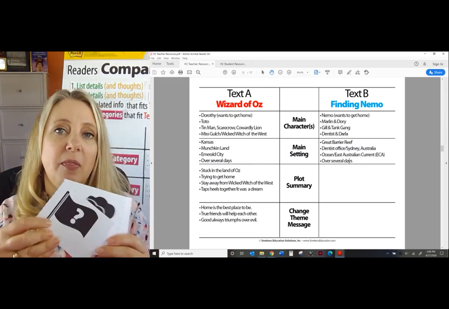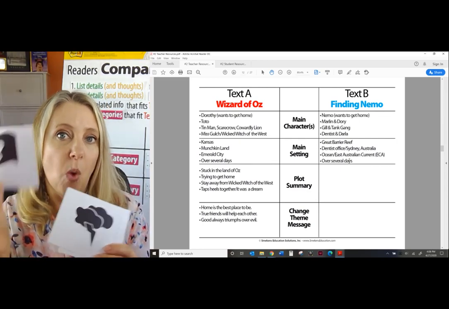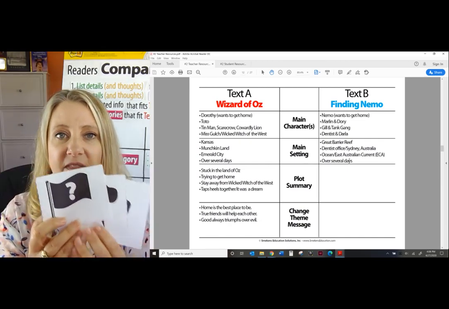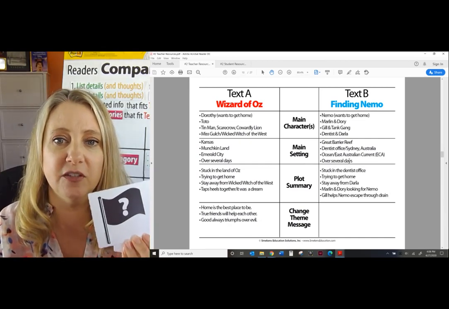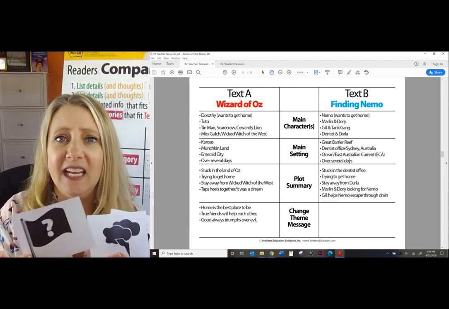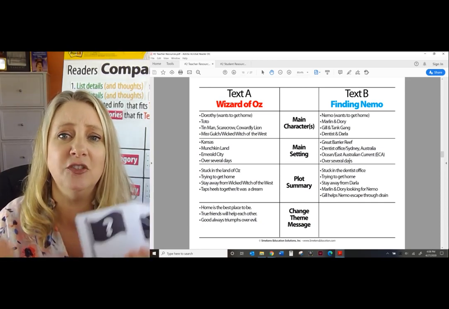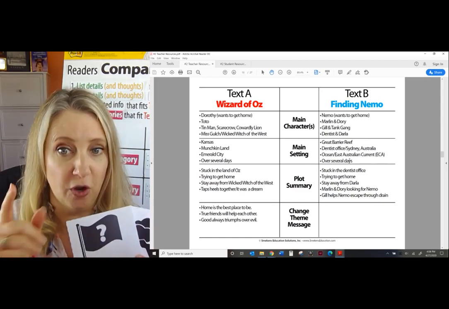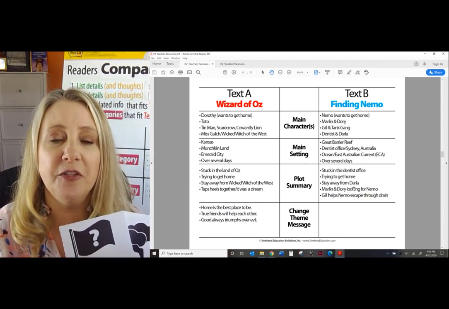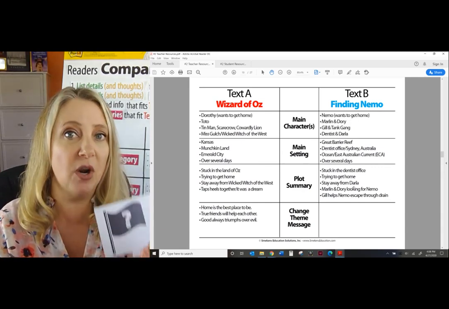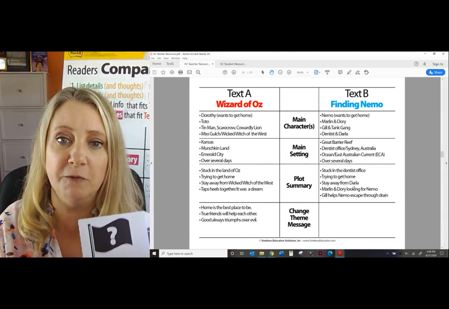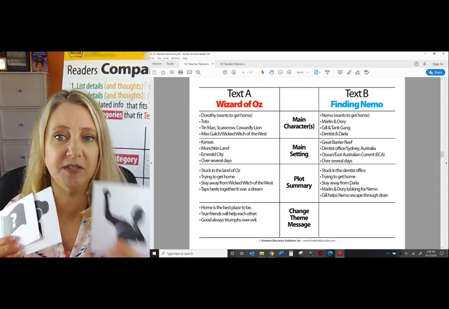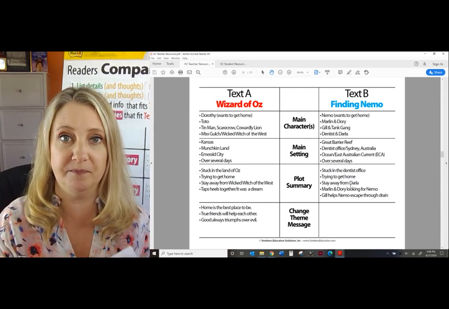How about the problem? What was Nemo's problem? What were some of the events and that solution? So let's look at what's here. He was stuck in that dentist office and he needed to get home. We also had to keep him away from Darla. And so there was another kind of storyline in this where Marlin and Dory, they kept looking for Nemo. And in the end, how was this solved? Gil helps Nemo escape through the drain.